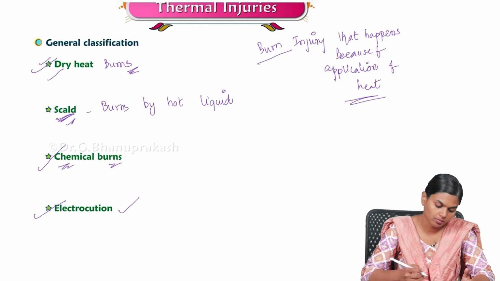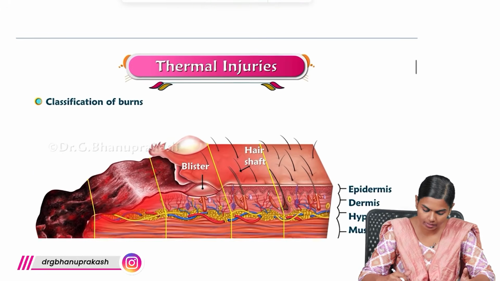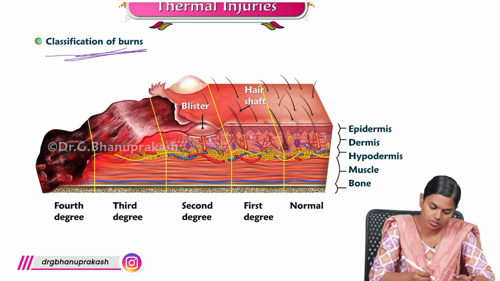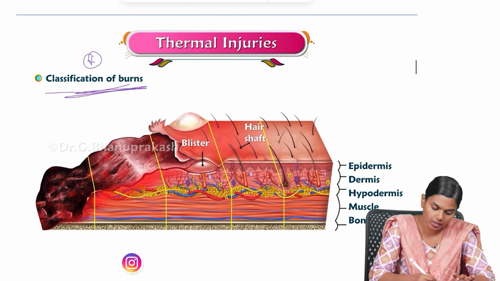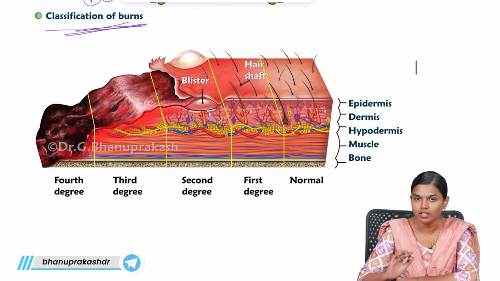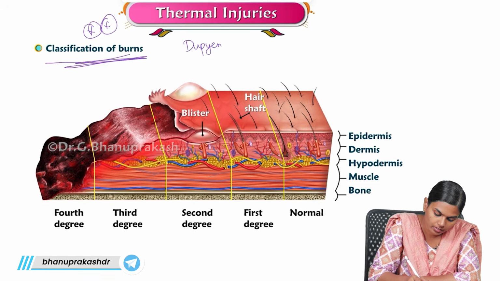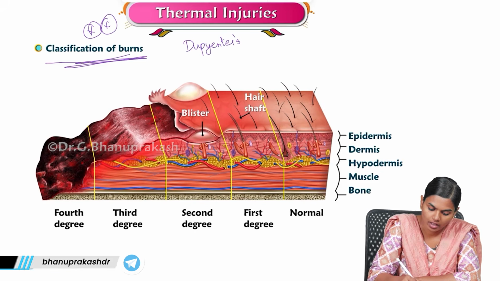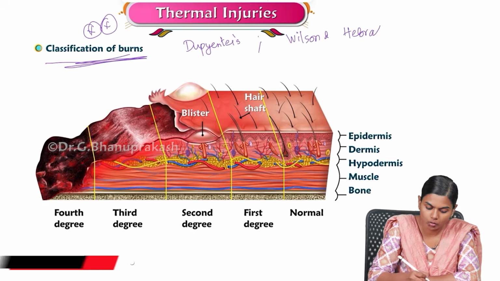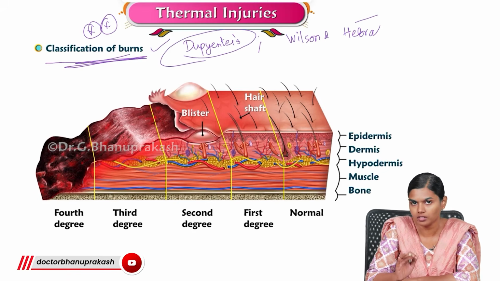And in burn injury, the most important is dry heat burns. So starting with dry heat burns, what we have to know here is the classification of burns. This classification is very important for practical and exam purpose. They will ask you how you will classify the burns. There are a lot of classifications, but the most important classification is Dupuytren's. And you have Wilson and Hebra. These are the two important classifications that are commonly used, and clinically what we use is Dupuytren's classification.